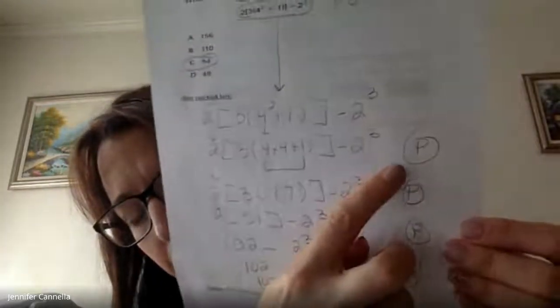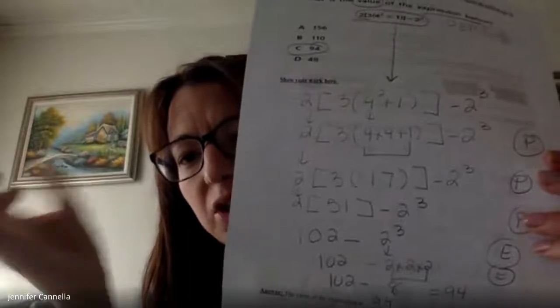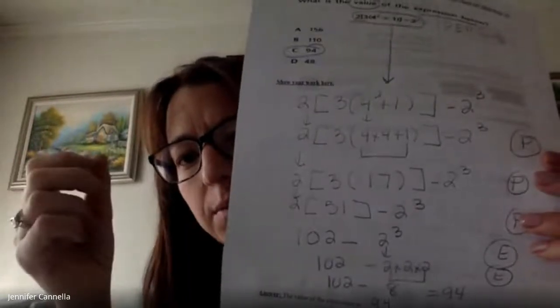P means parentheses, and E means exponent. What you did when you first did it is a common mistake that kids make at your age. That's fine, because like I said, you think about brackets as grouping symbols. Apply that to PEMDAS, all right?